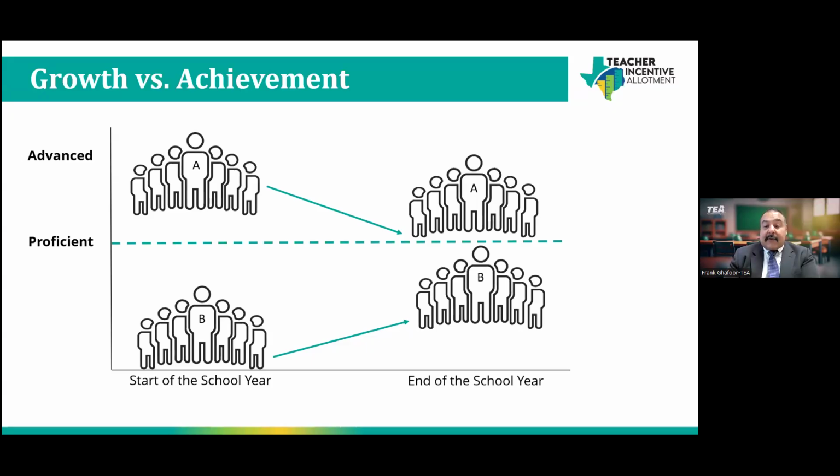TIA places emphasis on growth to tie back directly to teacher effectiveness. In this example, if just looking at achievement, then the teachers with the highest achieving students would be considered successful, even though their students regressed over the course of the year. Whereas with looking at student growth, teachers have an opportunity to have their positive work reflected, even though the student did not get proficient on an assessment.